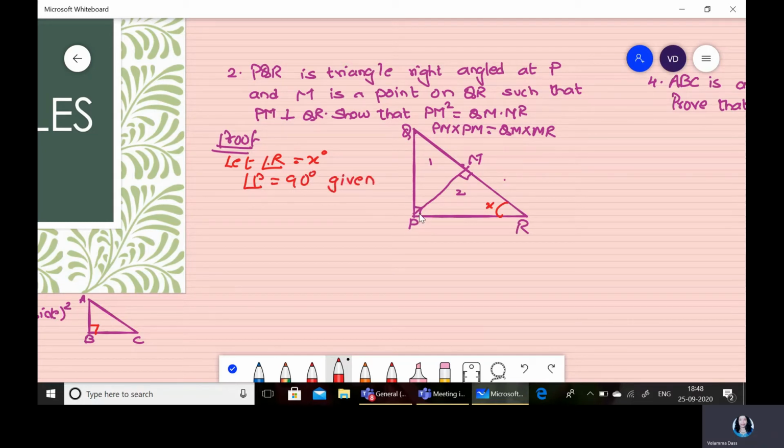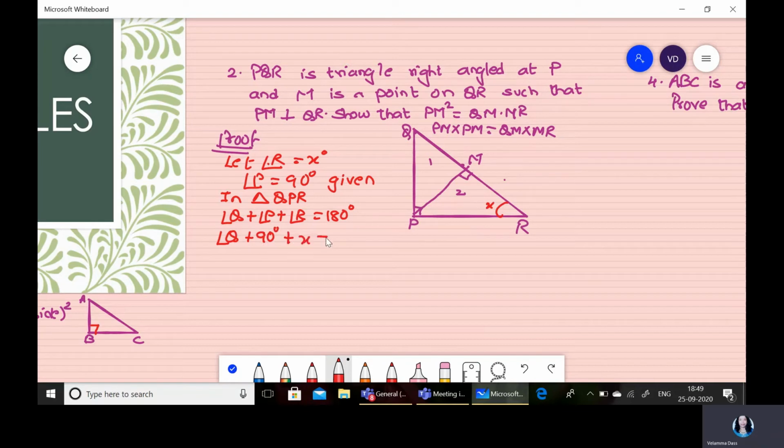So if I take triangle QPR, I know that angle Q plus angle P plus angle R equals 180. That is the angle sum property of a triangle, right? So I need to find angle Q. Here directly we can say this is 90, this is X. In the right angle triangle, the sum of Q and R will also be 90. So if this is X, this will be 90 minus X. Just for the sake of proving, we'll write it.